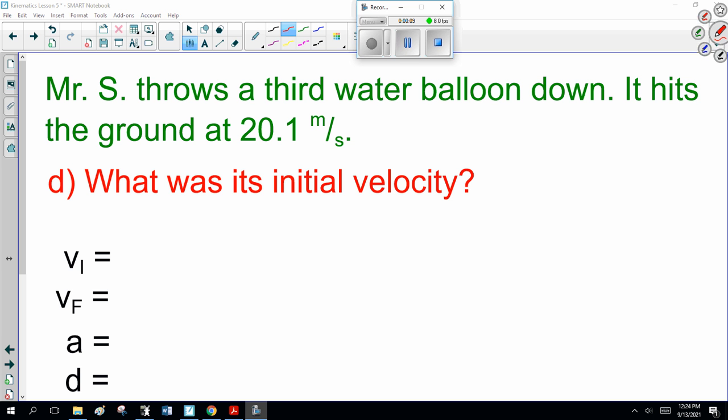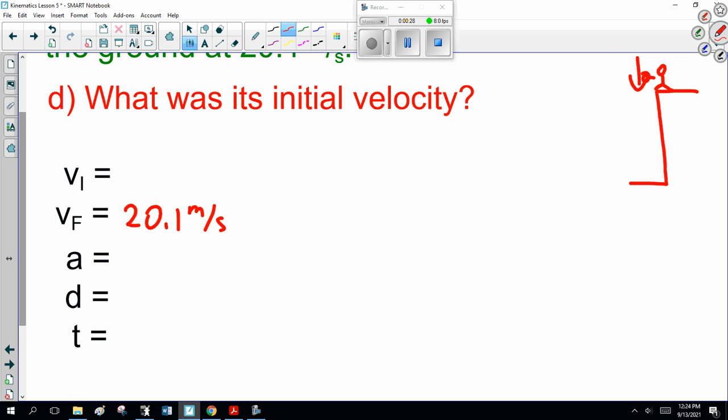Mr. S throws a third water balloon down. It hits the ground at 20.1 meters a second. What was its initial velocity? Here, I throw the ball down, and I'm giving you V final, 20.1 meters per second. The rest of the table: acceleration equals g, minus 9.81 meters per second squared.